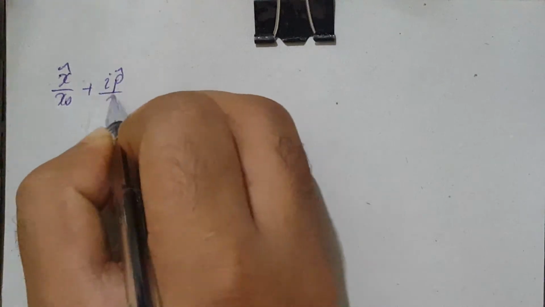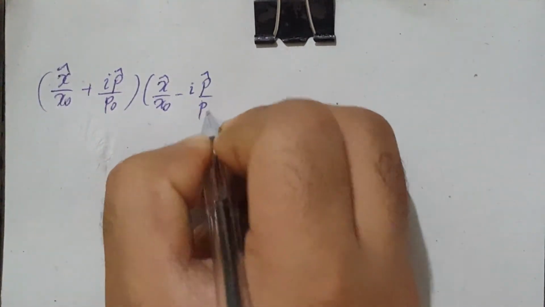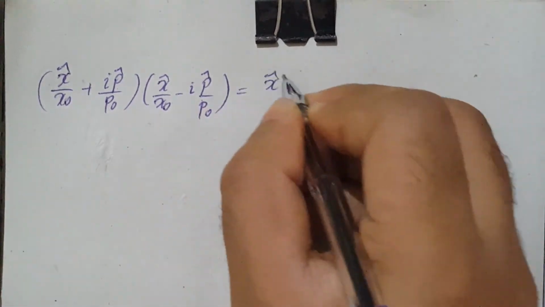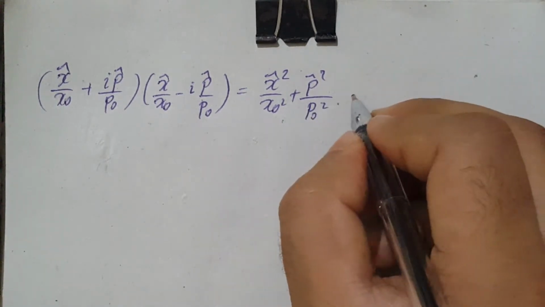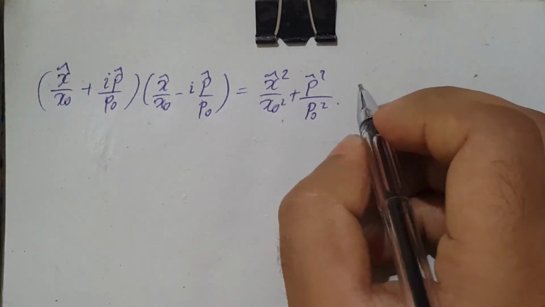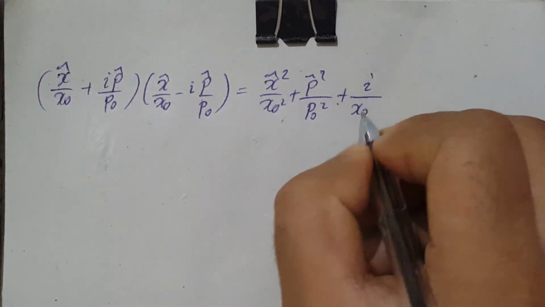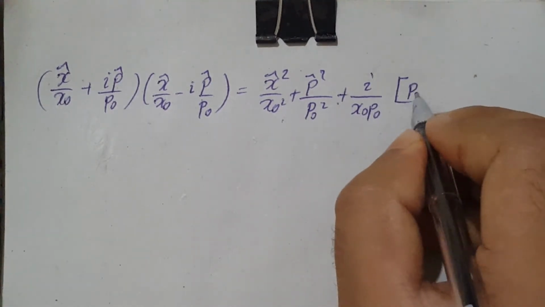So now in the expression we have found finally, x cap by x naught plus i p cap by p naught times x cap by x naught minus i p cap by p naught is equal to x cap squared by x naught squared plus p cap squared by p naught squared. What do we have? Minus or plus, yeah, plus i by x naught p naught times the commutator, which we can write as [p cap, x cap].